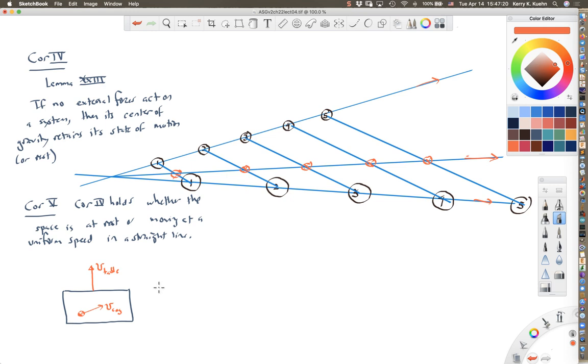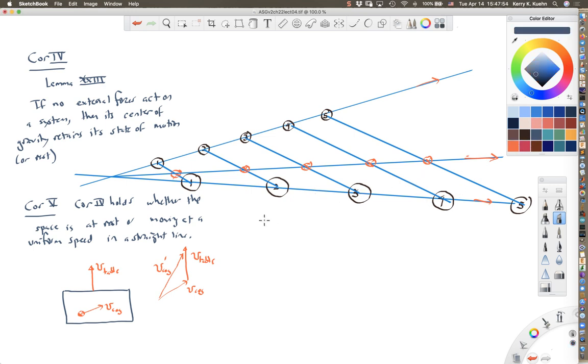Well, what this corollary says is we can simply take the velocity of the center of gravity, add to it the velocity of the space in which they're moving, and you'll find that this new center of gravity motion, v center of gravity prime, is still going to be a straight line. It's just the sum of the center of gravity motion within this space and the speed of the space in which it's moving. That's what corollary 5 is stating.